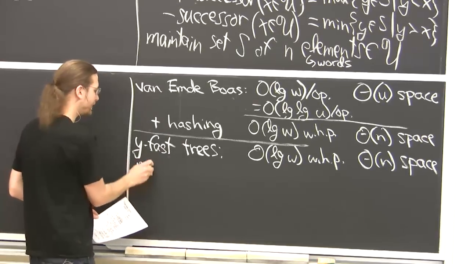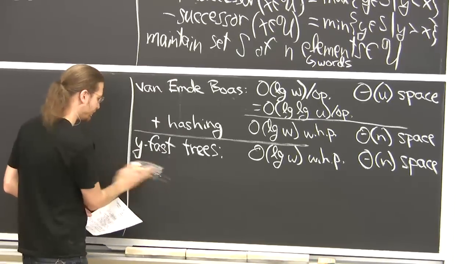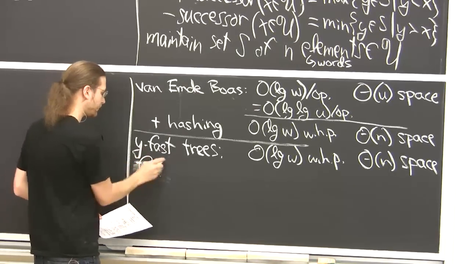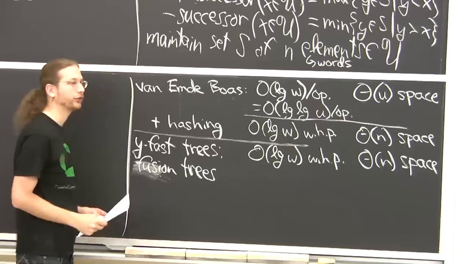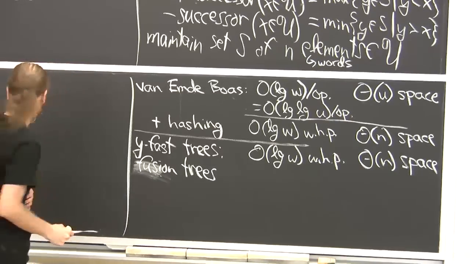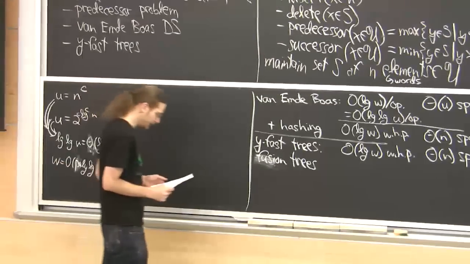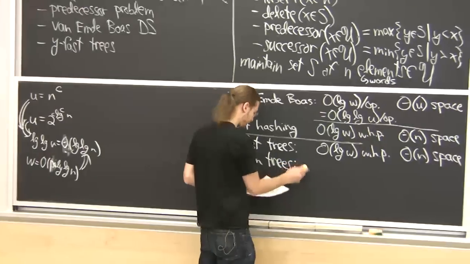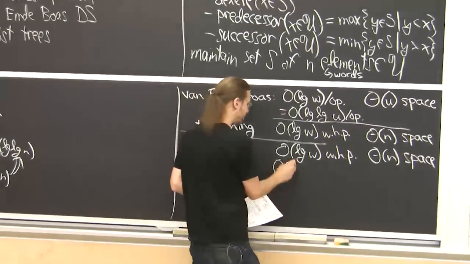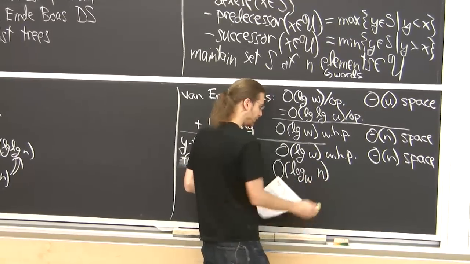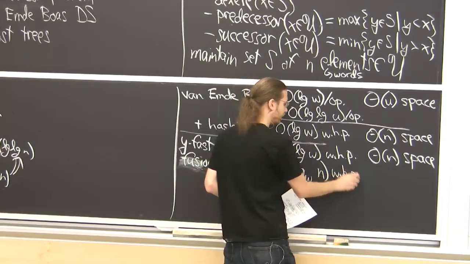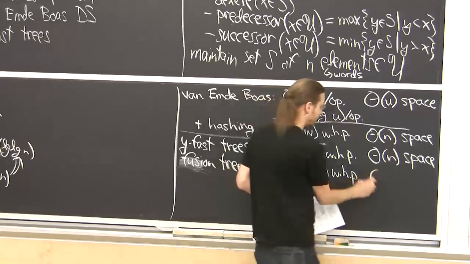There's another data structure I want to talk about, which is designed for the case when w is very large, much bigger than polylog n. In that case, there's something called fusion trees, and you can achieve log base w of n, I guess with high probability and linear space.